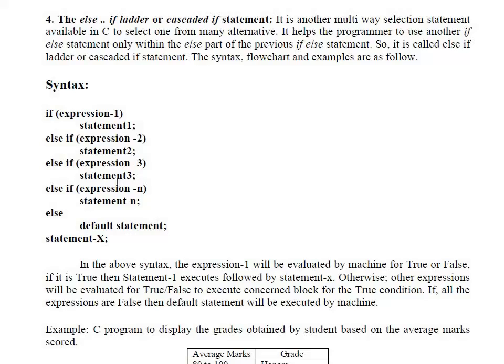That means how many choices do we have here? 1, 2, 3, 4, 5, 6, 7, 8, 9, n number of choices. But the machine follows only one of all these. That's why it is called a multi-way decision making statement available in C language.